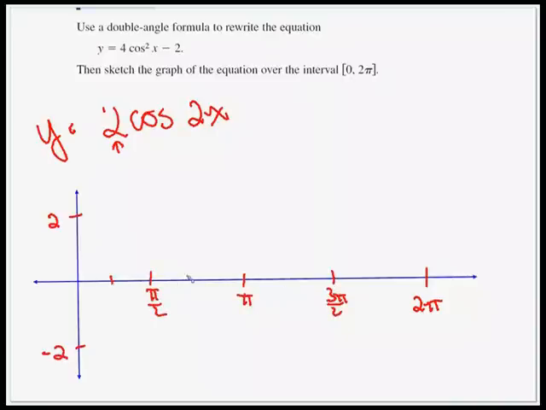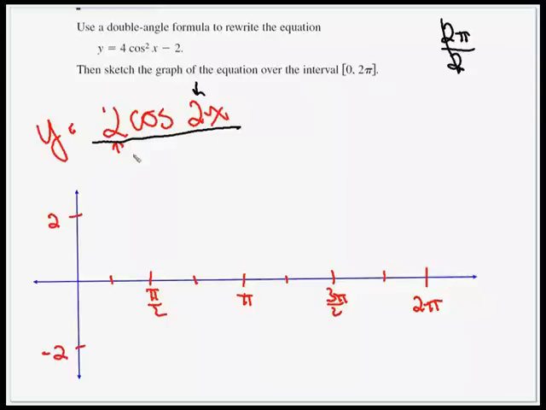And then I'll mark the quarter pies, but I won't label them. Okay, what's the period of this function? When will it complete a cycle? Remember, for sine or cosine, we find the period by taking 2 pi and dividing by the number in front of x. So 2 pi divided by 2 is pi. We will complete a cycle between 0 and pi, and another cycle from pi to 2 pi.